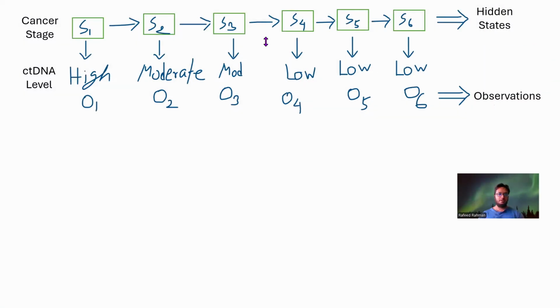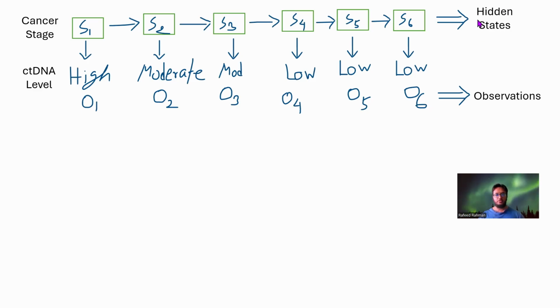The first thing is, let's see what a typical sequence in a data set for HMM looks like. Normally you have sequences, and this is just one sequence. For that sequence, you simply have the sequence of observations. Here, we are observing the tumor level or ctDNA level of the patient at different time steps. We have high tumor level, moderate tumor level, and then in the last 3 time steps, low tumor level. So these are our observations from O1 to O6 in the 6 time steps.